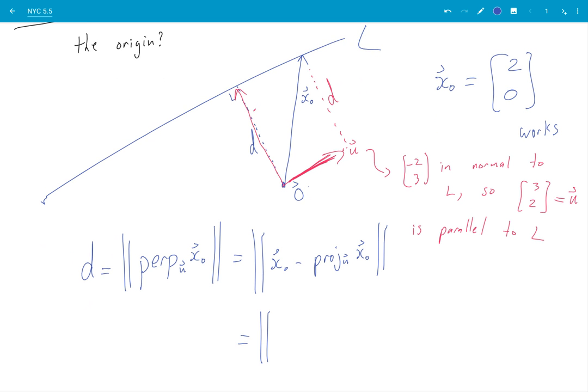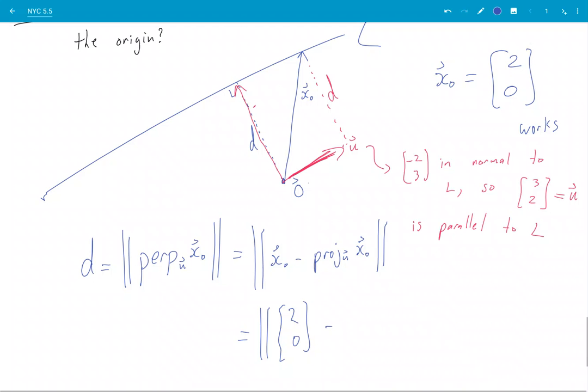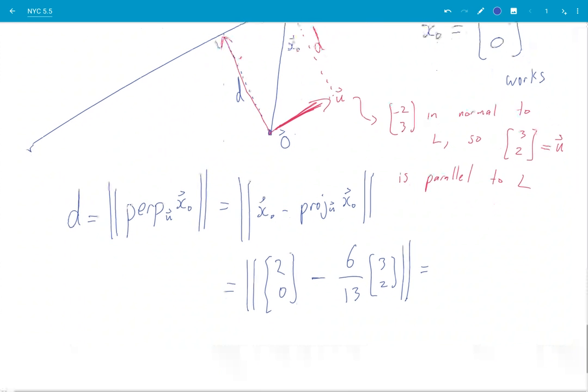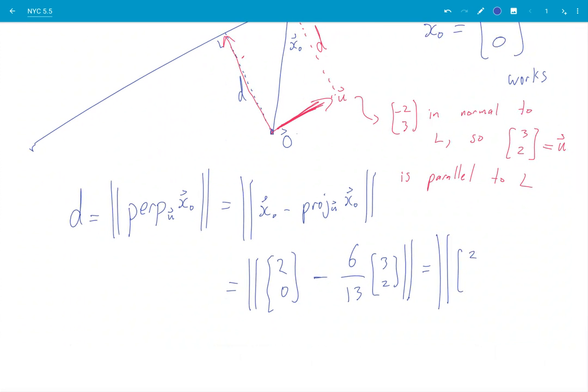So what is x0 again? 2, 0. Minus the projection. So here's my u, here's my x0 I'm using. So just work this out. I get 6 over 13. Oy. And 3, 2 here. So what's that? Length of 2 minus 18 over 13, 0 minus 12 over 13.